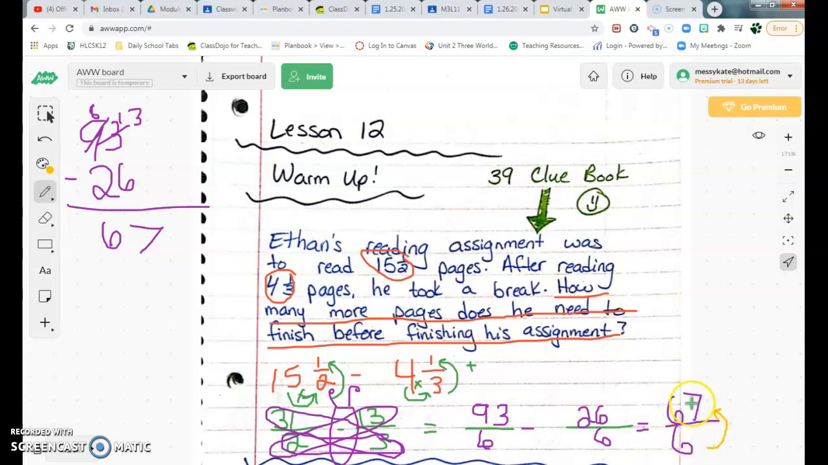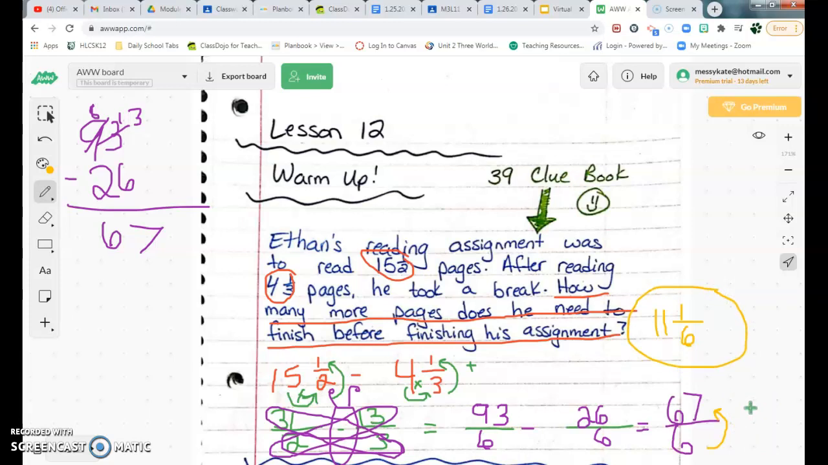So 6 can go into 67 11 times, which would be 66, and 66 up to 67 is a difference of 1. So that's 11 and 1/6. So that means Ethan has to read 11 and a 6th pages left to complete his assignment.